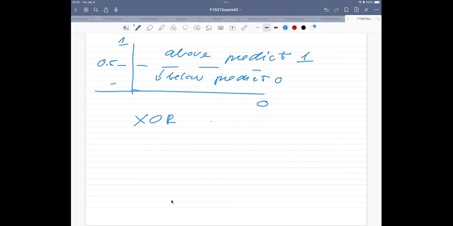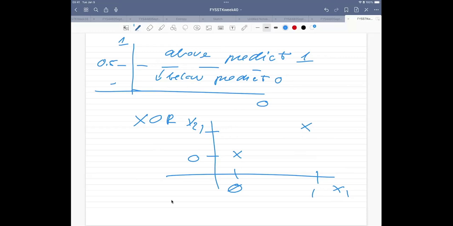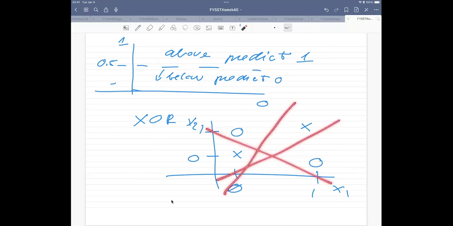An XOR gate is now, and this is what I'm going to write here before we take a break. So this is 0, 1, x1, and then I have x2 here, 0 and 1. In that case, what I'm going to get is 0 here, but I'm also going to get 0 here. And then I have 1 here and 1 here. And now you see that there is no way you can fit a line which separates well all the cases.